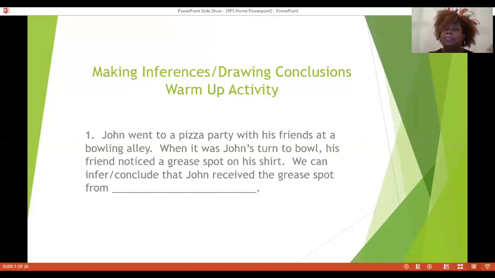But again, remember, making inferences and drawing conclusions means that we use our background knowledge, but we also have to use evidence in order to do that. And so there's no evidence in this particular text that would lead us to believe that the grease spot came from something else. Let's continue.